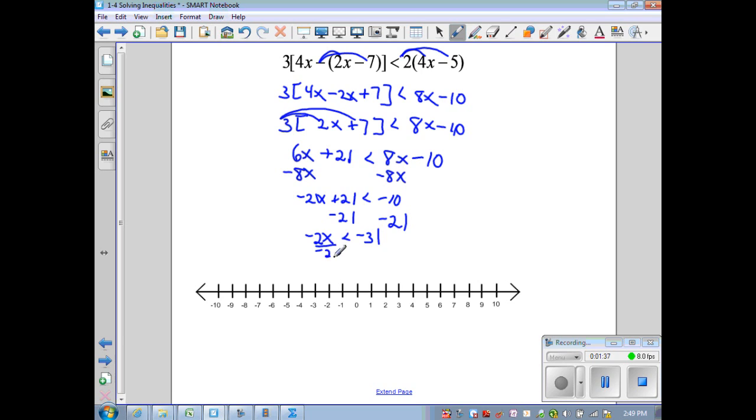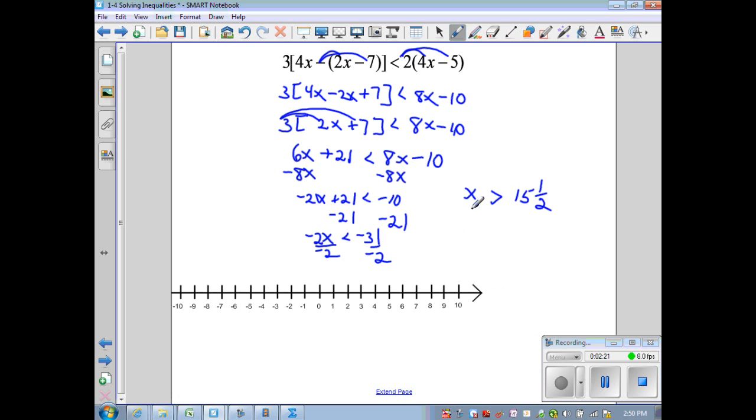Divide both sides by a negative 2. And our solution is going to be a negative divided by a negative is a positive 1x. And a negative 31 divided by a negative 2 is going to give me 15 and a half. And that will be positive. Recall from the properties of inequalities that when I multiply or divide by a negative number on both sides, my symbol has to flip. So this becomes a greater than symbol. Now you can see that my solution is x is greater than 15 and a half.